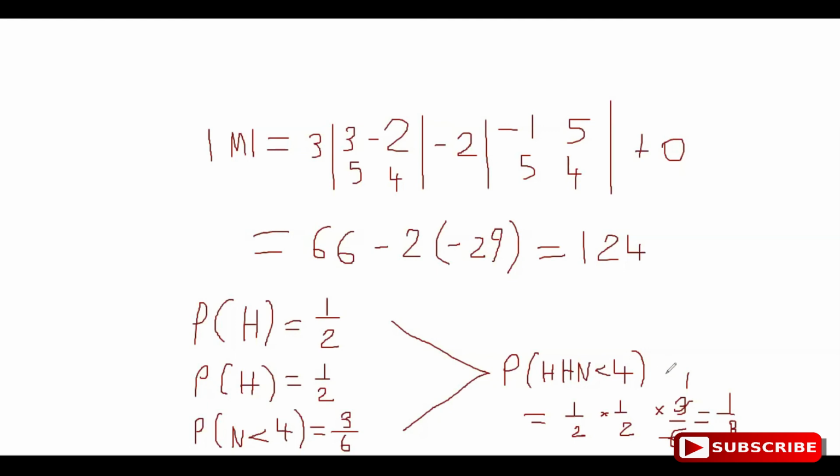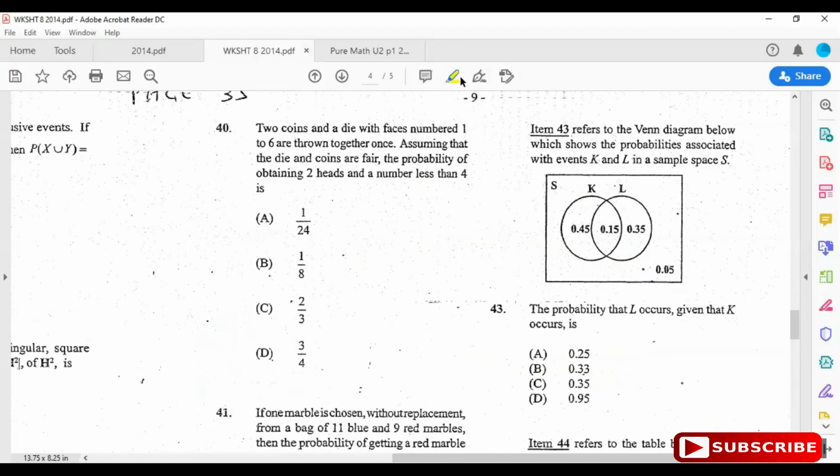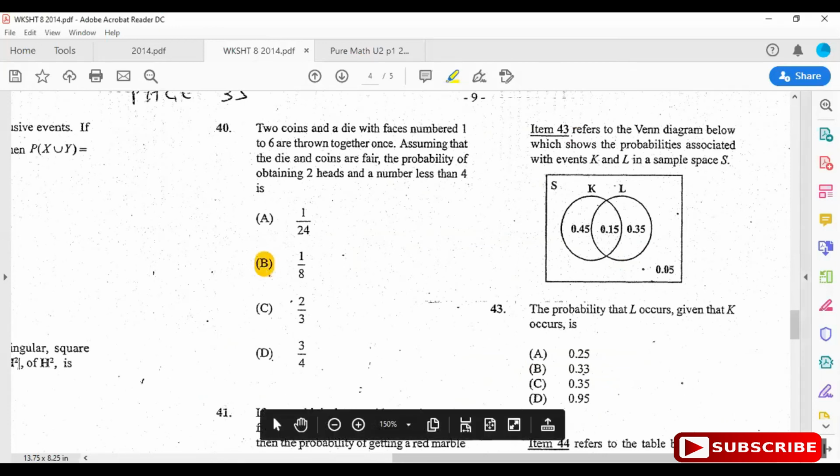That's understood? That's clear? Yes, sir. All right. Nice. That's 1/8.